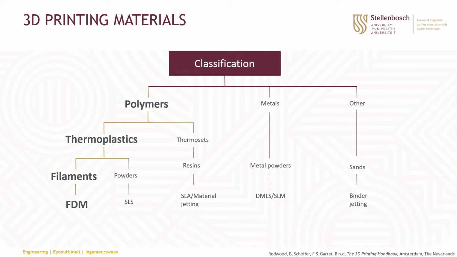Now, let us look at the printing materials used in FDM. 3D printing materials can be classified into different types, as you can see shown on the screen. However, for the purpose of this video, we will only focus on polymers, which can either be thermoplastics or thermosets. For the FDM technology, we will look at thermoplastics. The main benefit of thermoplastics is that they can be melted over and over again without really losing their properties. So these are used as filament materials for fused deposition modeling.